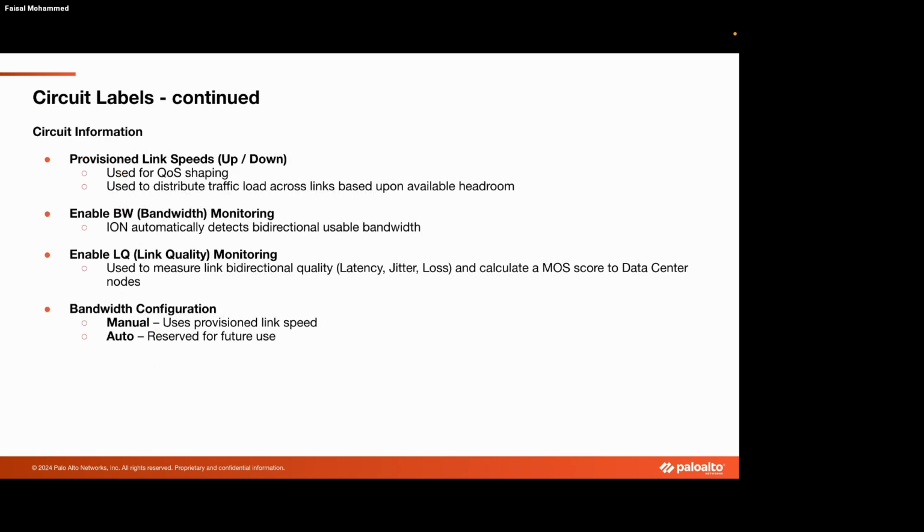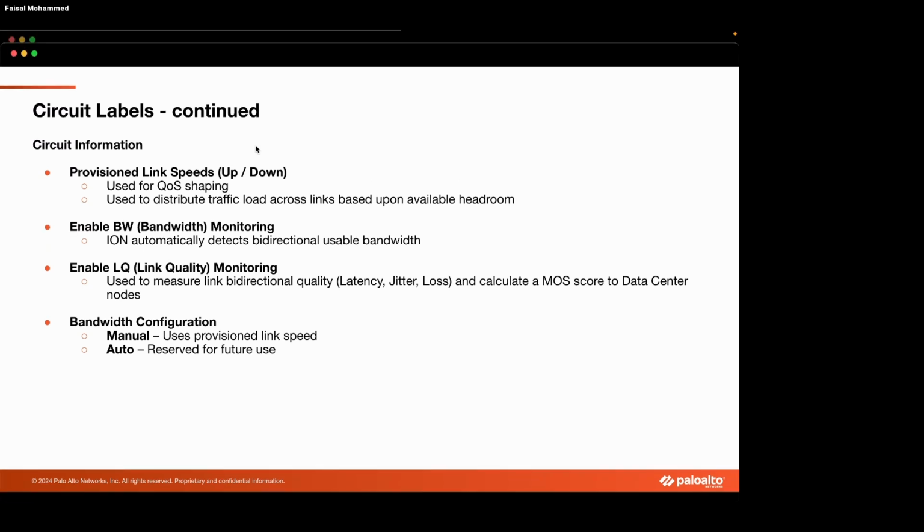Okay, so under the circuit information, we have bandwidth monitoring, link quality monitoring, bandwidth configuration, and quality of service. We have circuits like the LTE circuit where you don't want to do bandwidth measurement, because it's a low capacity circuit where everything is charged, everything is billed. So you can disable these monitoring features on the circuit label. Here's a quick demo.